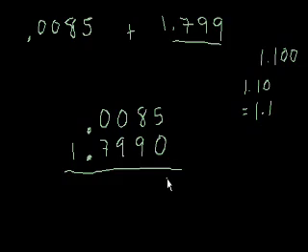5 plus 0 is 5. 8 plus 9 is 17. 1 plus 0 plus 9 is 10. Carry the 1. 1 plus 0 plus 7 is 8. And then bring down this 1, right? Because there's nothing to add it to.